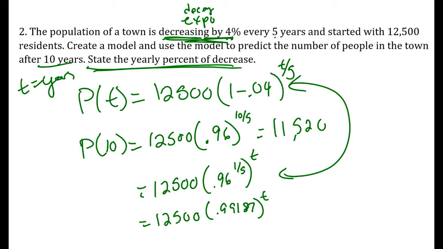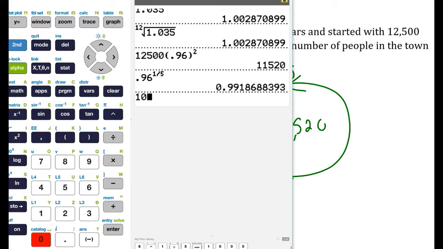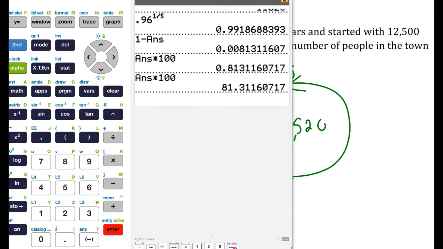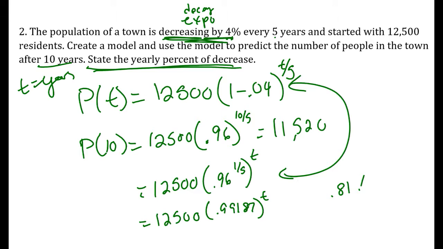So let's do 100 minus that decimal to find the percent of change. I'm just going to do 1 minus that decimal, because I have that number right here. I want to make that a percent, so times 100. Every year, ignore that second line, I'm losing 0.81%.